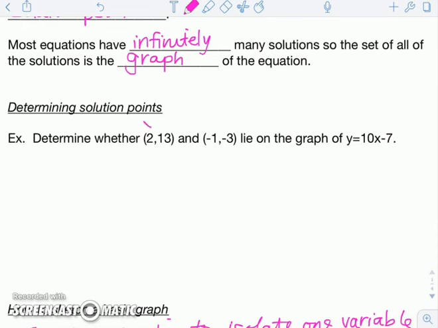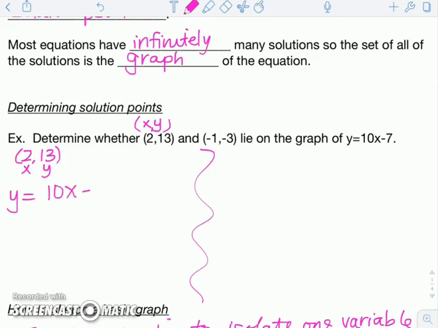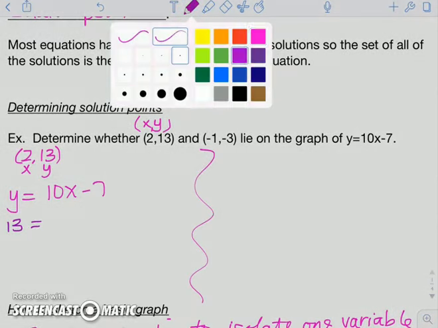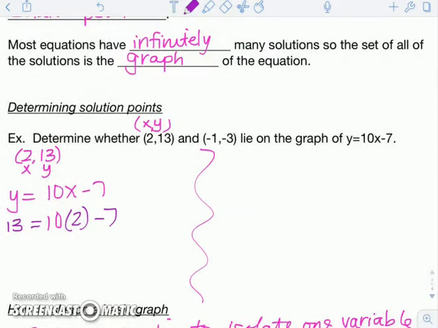So here's a refresher. We're looking at a coordinate pair. It's an x and then a y. It says determine whether the point (2, 13) and the point (-1, -3) lie on the graph of y equals 10x minus 7. Here's what I'm going to do to determine whether or not this is the case. I'm going to take (2, 13), and this is my x, this is my y. I'm going to plug it into my equation. So instead of y, I'm going to write 13. Instead of x, I'm going to write a 2. And then I'm going to decide whether or not it's true.